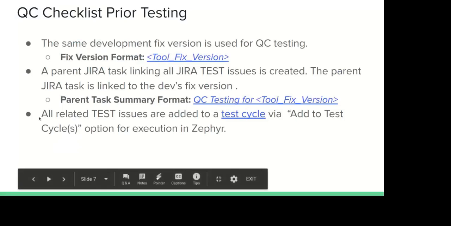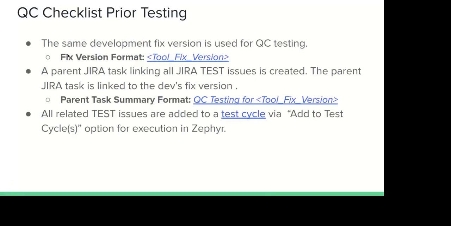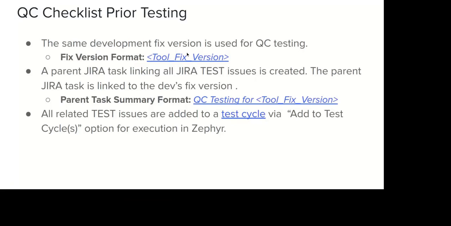So in detail, the QC checklist consisting of the QC fixed version will again be the same as the development fixed version. So here is an example.